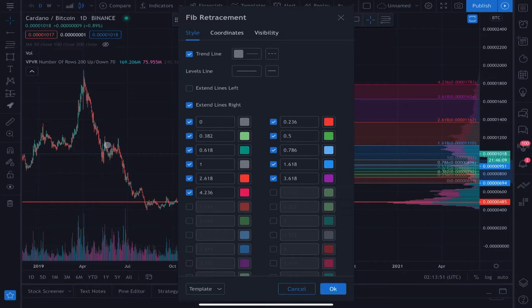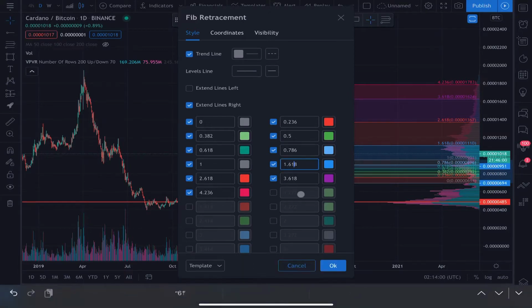Going back into the settings, we're going to add a couple different levels here. Right after the 1, we're going to add the 1.272. This is a very common level in Forex markets. A lot of Forex traders are in the crypto space, so there's plenty of traders that are using traditional Forex setups for their Fibonacci retracements. And this 1.272 is a very traditional take profit level in the Forex market, and you'll see it shows up a lot in the crypto market as well.